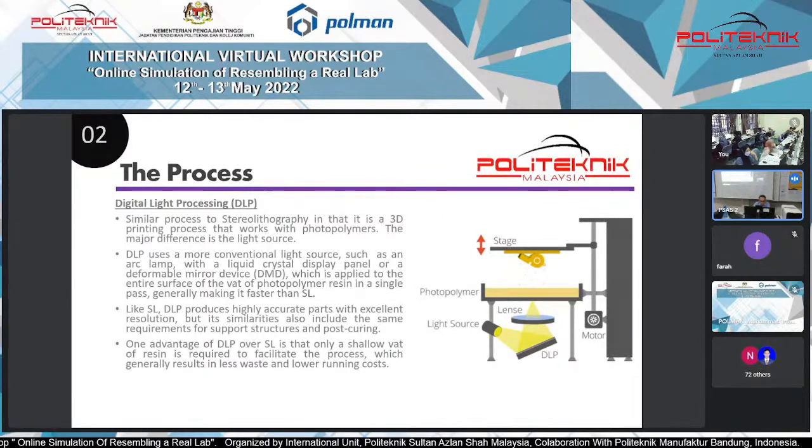Like SL, DLP produces highly accurate parts with excellent resolution, but the similarity also includes the same requirement for support structures and post-processing. The one advantage of DLP over SL is that only a shallow vat of resin is required to facilitate the process, which generally results in less waste and lower running costs. This is the vat, which holds the resin material that is used to produce the 3D printed component.